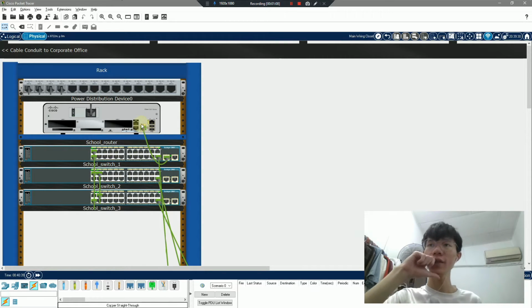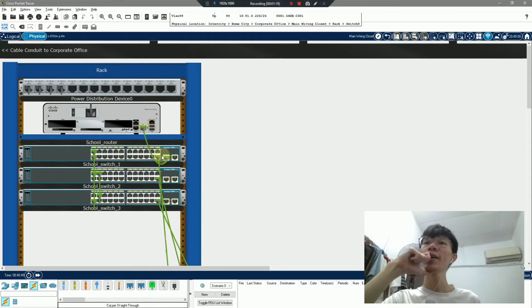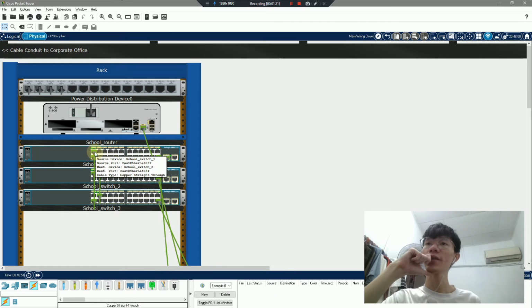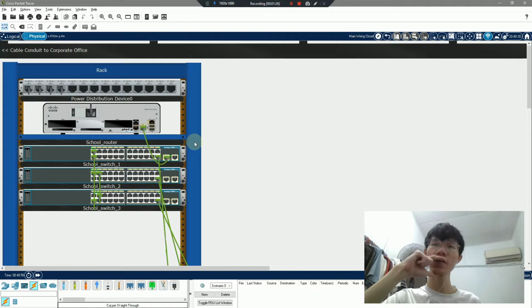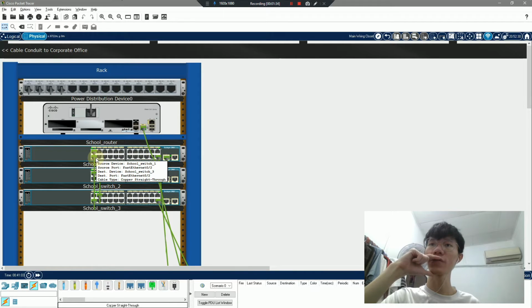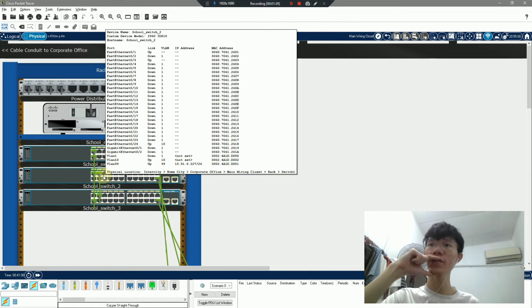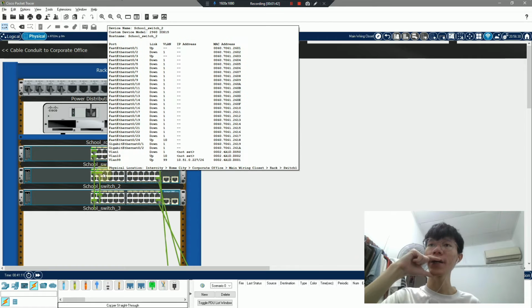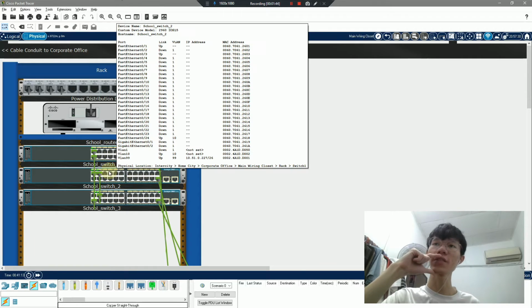Here, the router is connected to the switch by the gigabit 0/1 port, and switch 1 is connected to switch 2 by fast Ethernet 0/1, and also connected to switch 3 by the port fast Ethernet 0/2. Next, switch 2 is connected to switch 3 also by the port fast Ethernet 0/3.